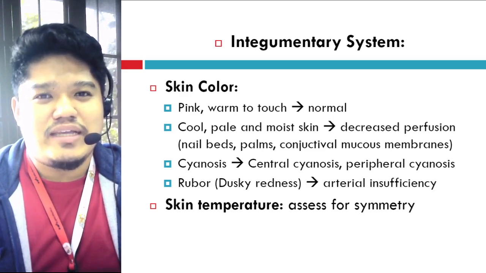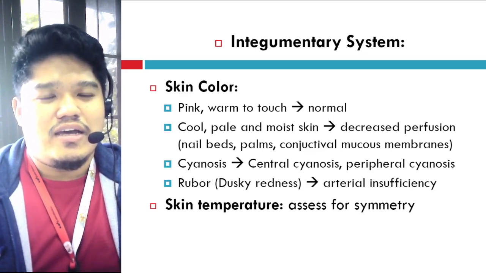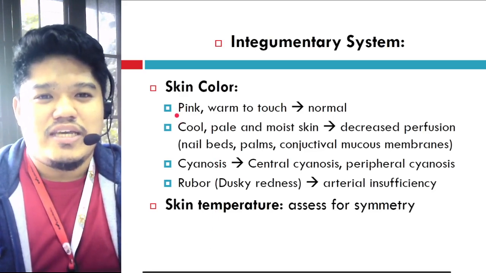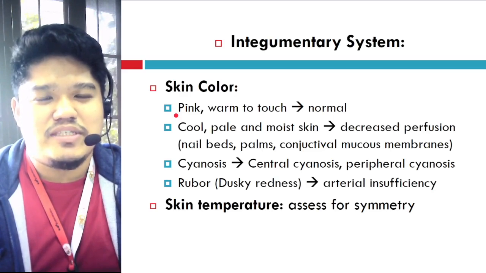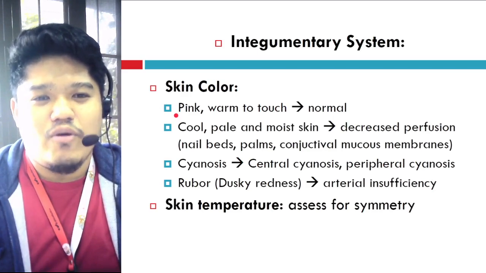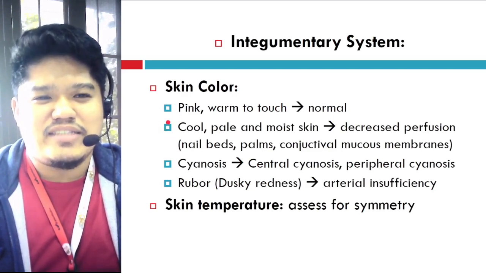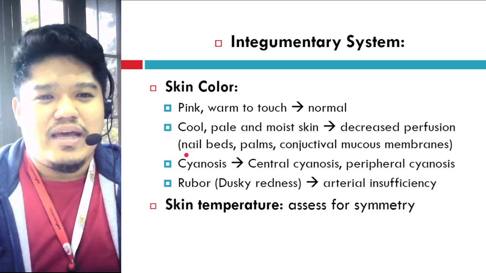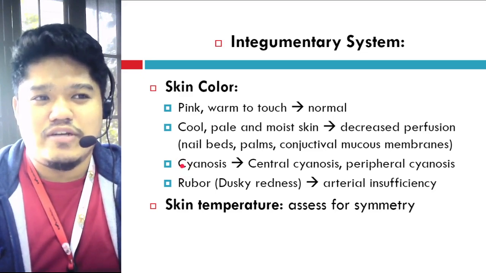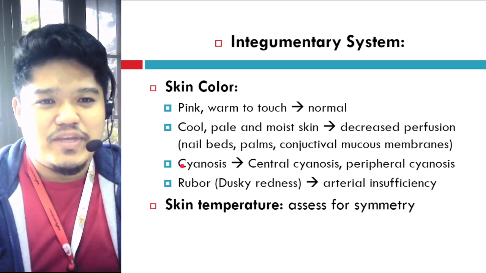Normally, of course, it is pinkish, even for those patients who are on the darker color. So make sure it is pink, warm to touch. And if there would be some problems in terms of the decrease in the perfusion, patient's skin may be cold, pale, and at times moist skin. Take note of their nail beds, for it may appear with the presence of cyanosis. When we do say cyanosis, again, it is a bluish discoloration of the skin of the patient.